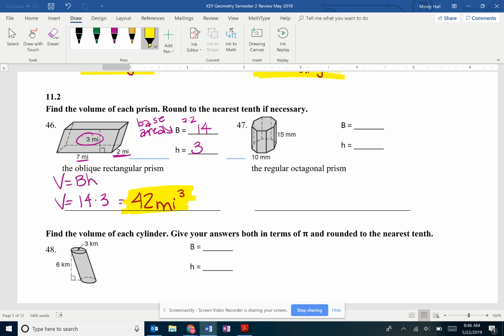So for number 47, it's going to be a bit more difficult because we have a regular polygon as our base.